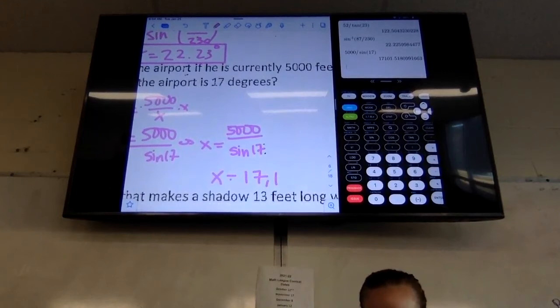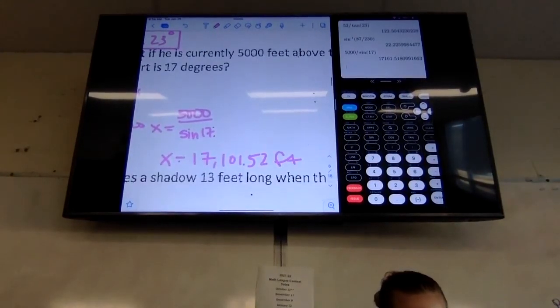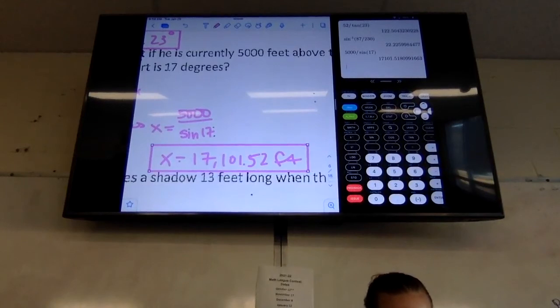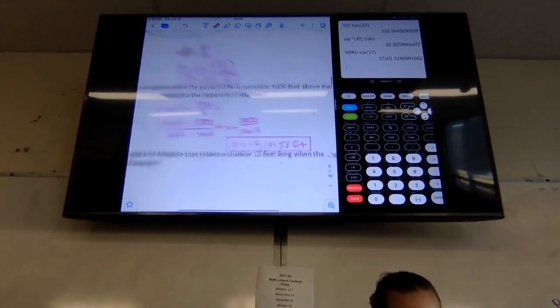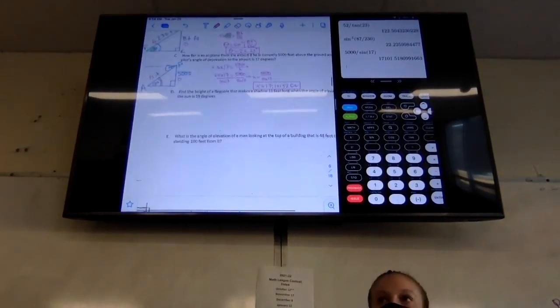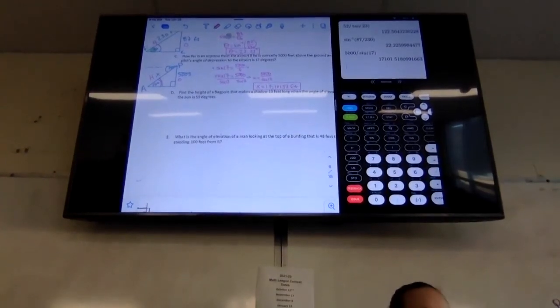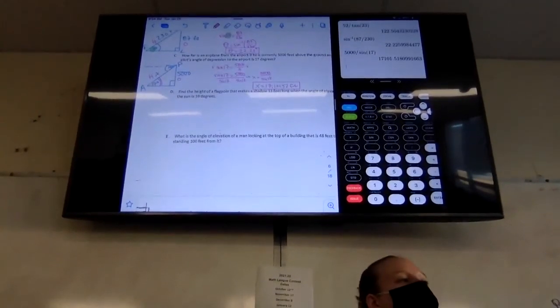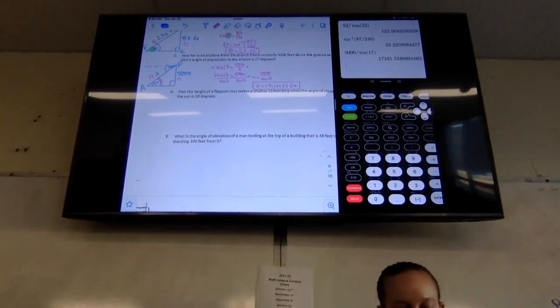So I might be 17,101.52 feet away from the airport. Those are not crazy numbers when we're talking about airplanes. All right. I know the cleaning bell is going to ring in a minute, but I think I can get through these last two. Okay.